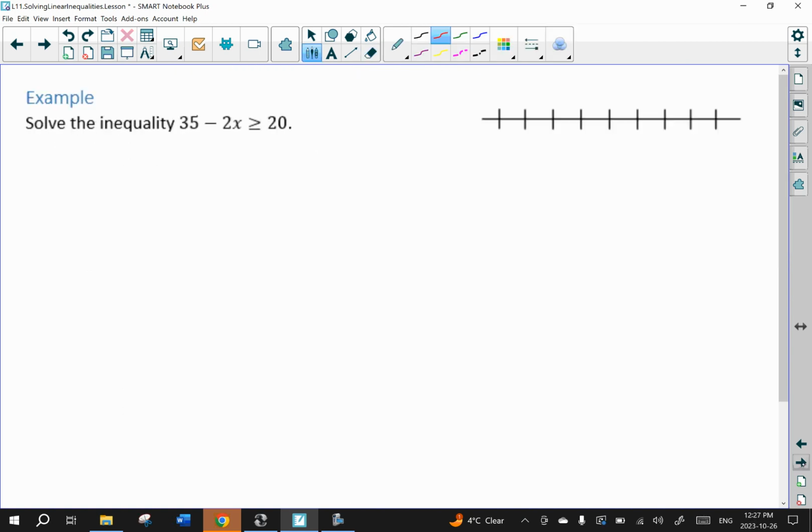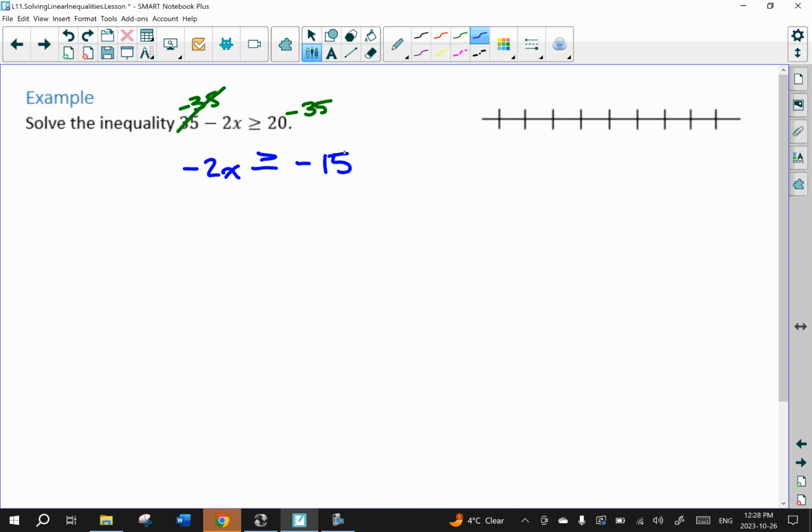Try this one. Press pause right now if you want to try it on your own. Okay, here we go. We've got a couple options, okay? I want to get my numbers on one side, my letters on the other side. So I'm just going to move this 35 by subtracting 35 from both sides. There is a different way you could do this, and I'll show the other way as well. So over here, we're left with negative 2x has to be greater than or equal to 20 minus 35, which is negative 15.